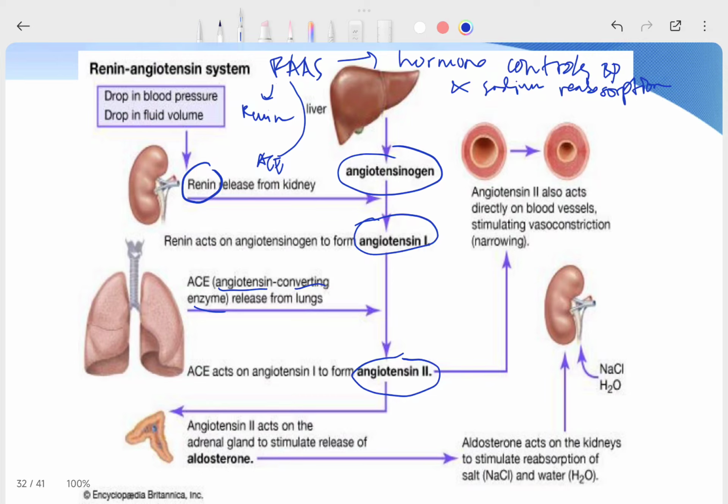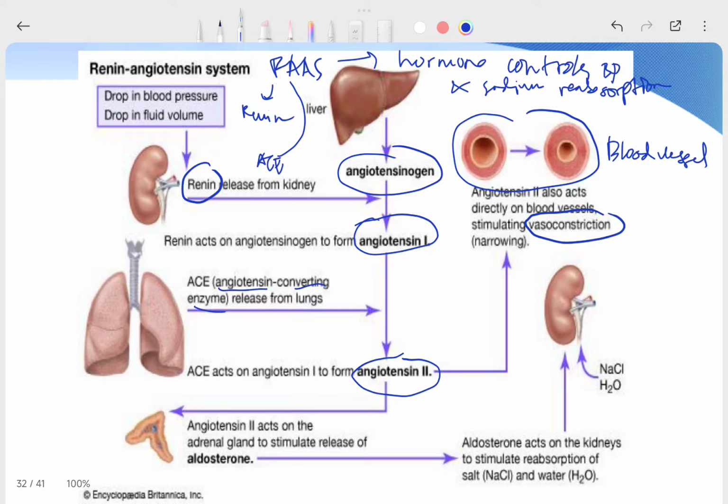So what happens if we actually have the angiotensin 2? What will it cause? The first one is on the blood vessels. They will vasoconstrict, so they will make it smaller.